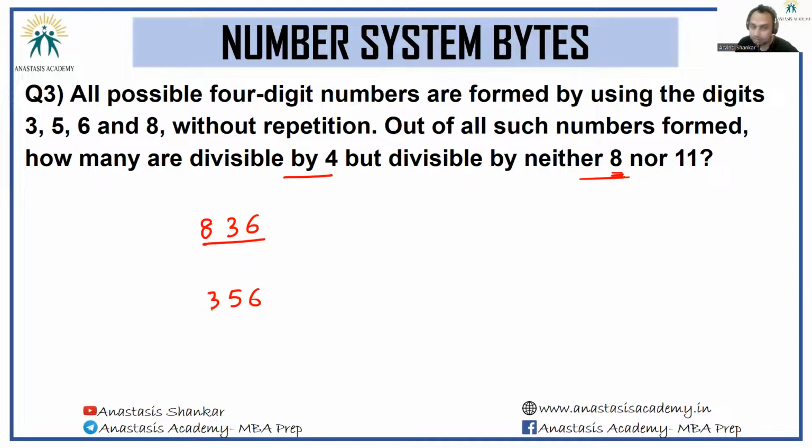3 will come here. 356. 8000 plus 320 plus 36. And here I would have 5836. So I found 2 numbers. I have to check additionally, are they divisible by 11? I get 14 minus 8. So no, this is not divisible by 11. I get 9 minus 13. So no, this is not divisible by 11. So these 2 numbers fulfill the criteria.